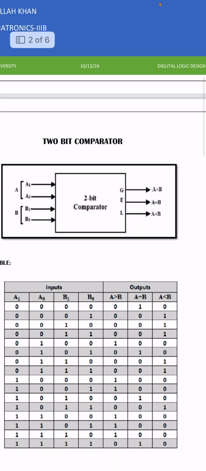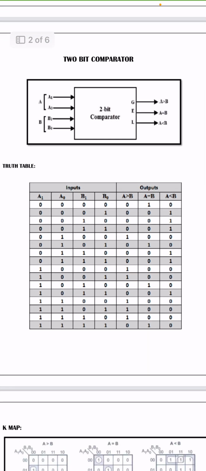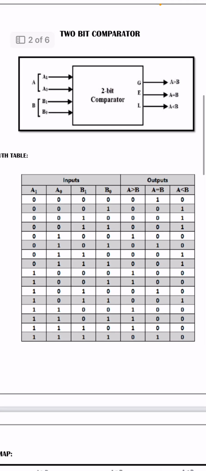Now we can see how it works with the help of the truth table. On the inputs, there are four columns: A1, A0, B1, B0. And on the output, there are three columns: A is greater than B, A is equal to B, and A is less than B. Now I'm going to explain how this truth table works.